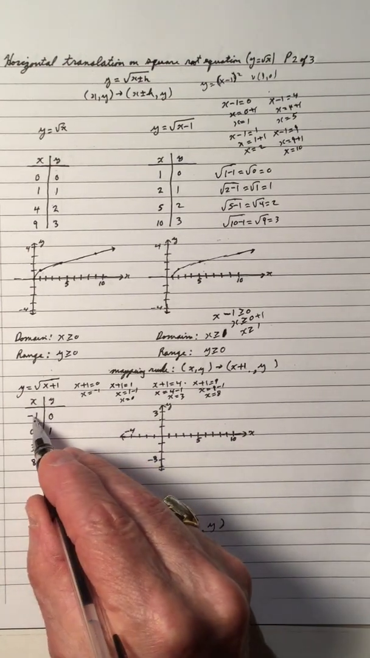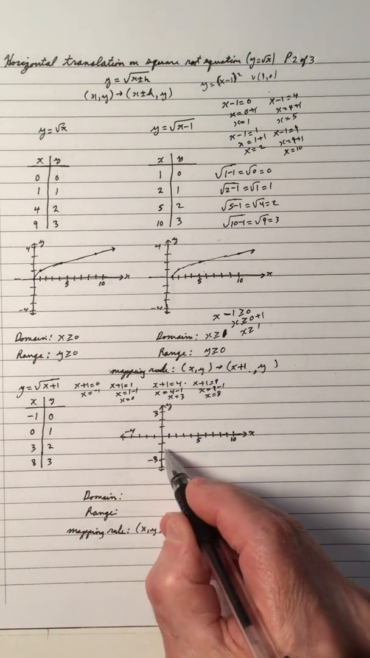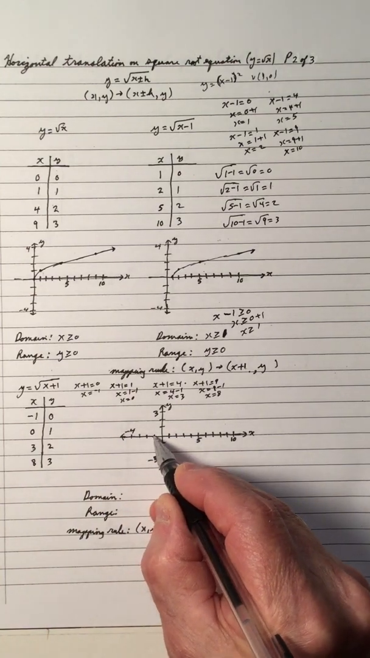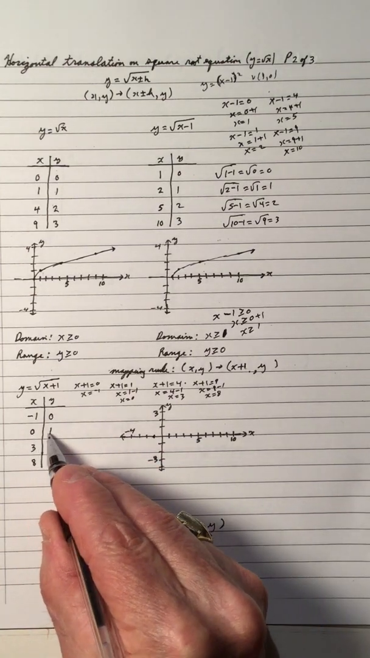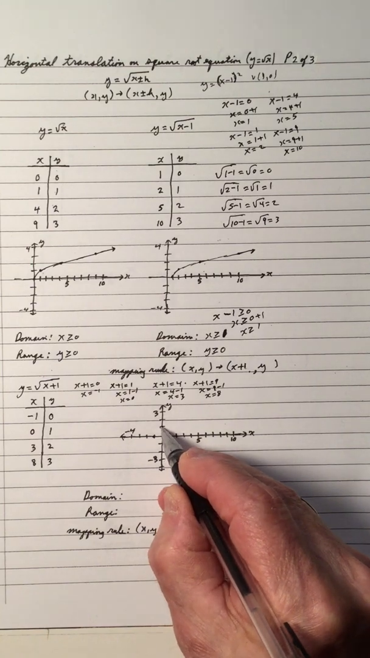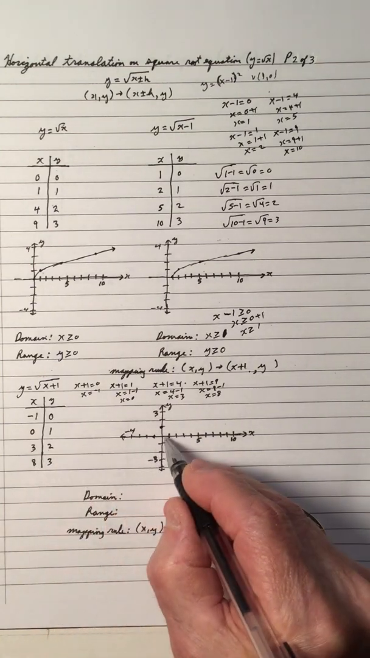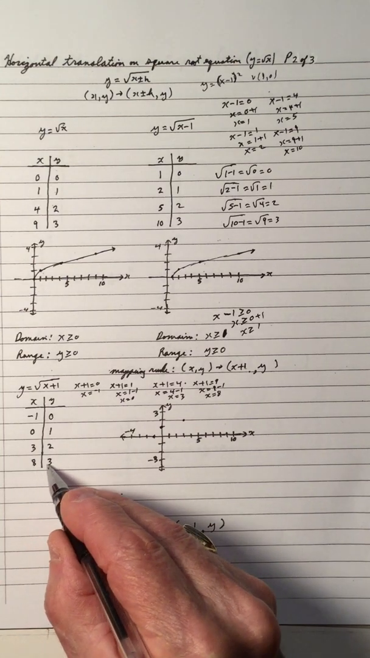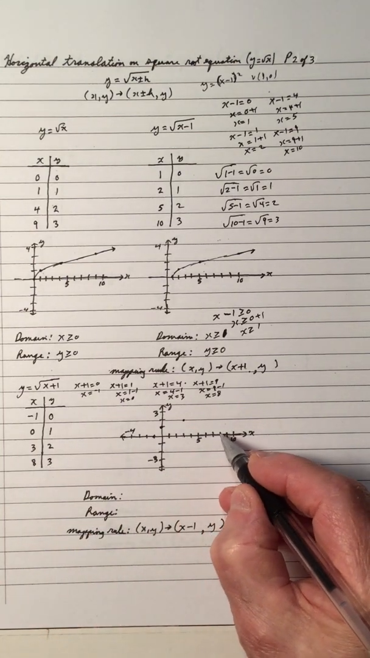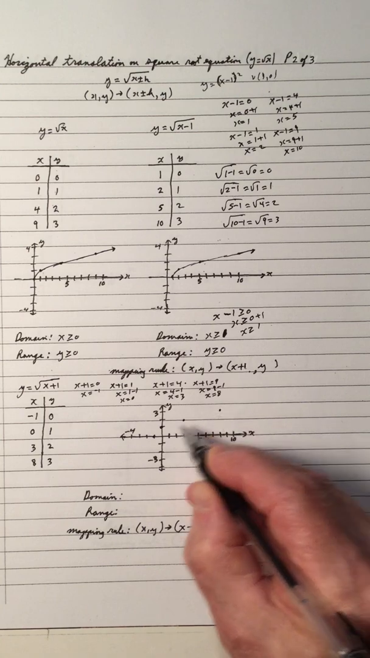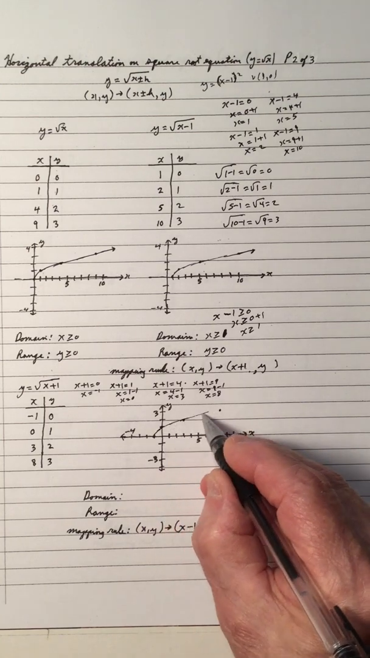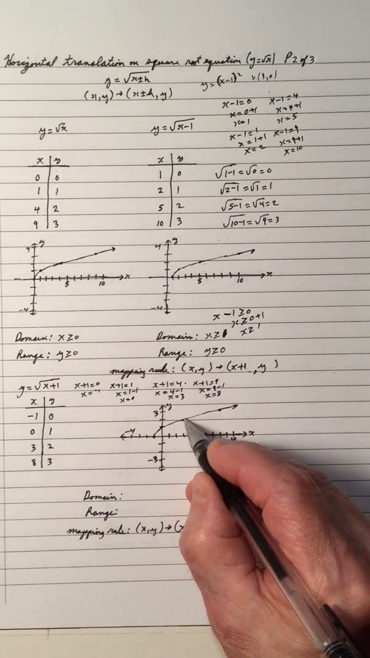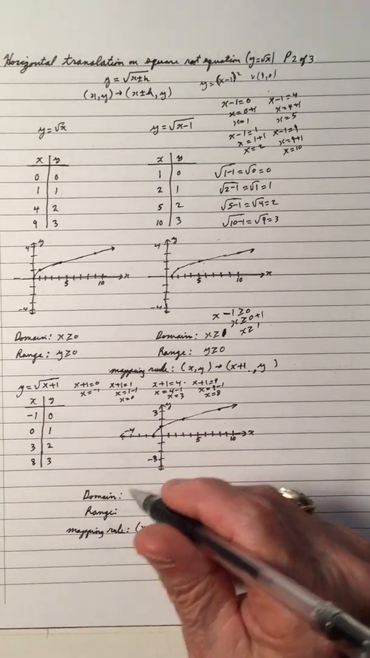So the starting point is negative 1, 0. The next one is 0, 1. Next one is 3, 2. And the next point is 8, 3. So notice that the y's never changed, but the x's went.